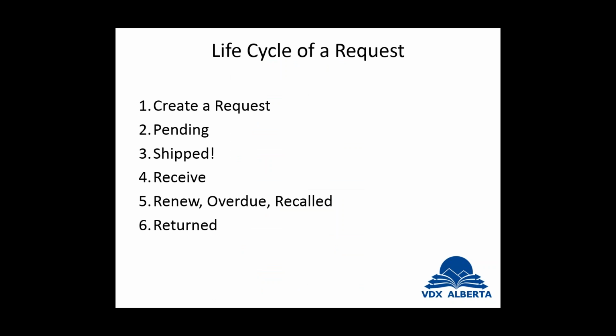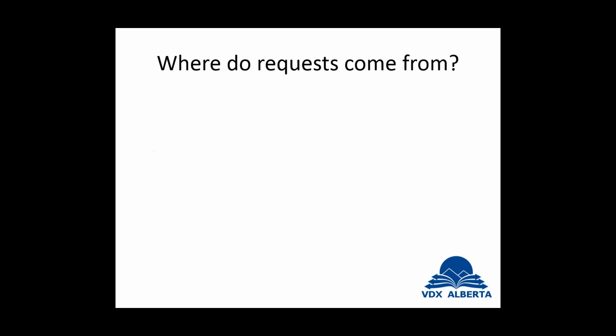So we keep talking about requests, and this is the life cycle of a request. We create the request, then it goes to pending, or the status of the request. Then it becomes shipped, then we receive it, then we either renew or recall or anything like that, and finally we return it back to the lending library. That's the general overview of the life cycle of a request. But where do they come from? Where do these requests start? And Jen's going to do a little bit of the searching and requesting with you.